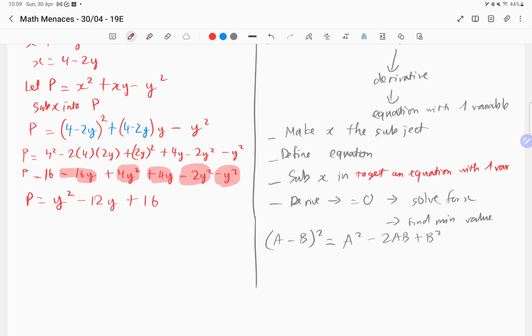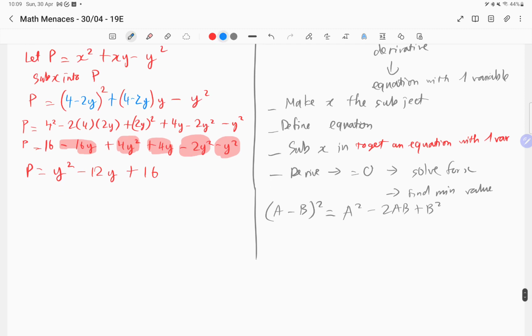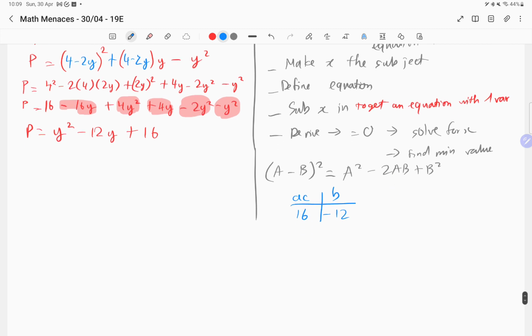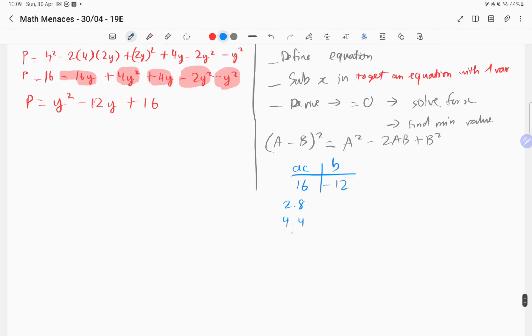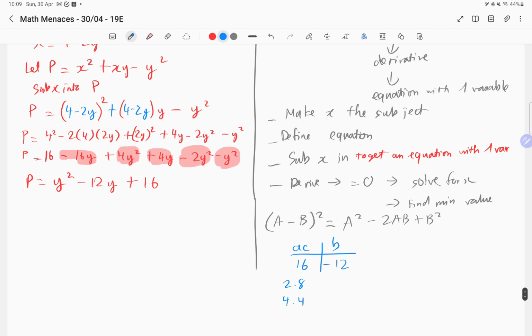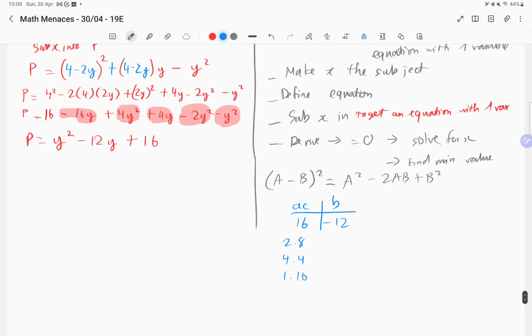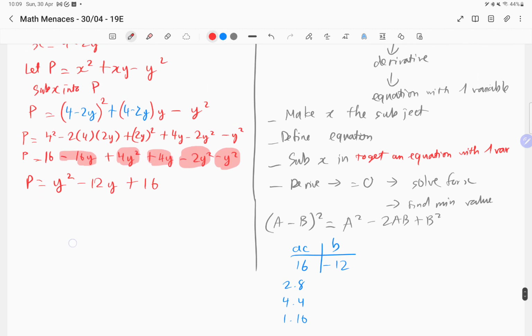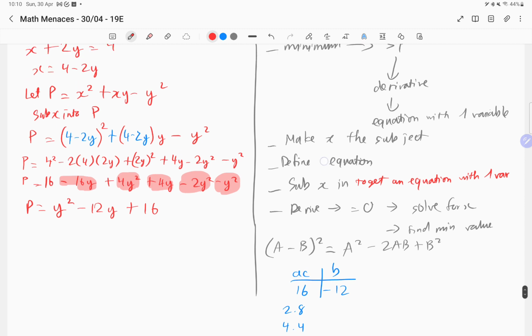And so then would you factorize? Yes, you would factorize them. So let's see if we can factorize this. So ACB table on the draft paper again, times to 16, add to negative 12. Okay, let's see. 16, let's try a few. 2 times 8, not quite right. 4 times 4, not quite right. You may not be able to factorize this, now that I'm looking at this. And then 1 times 16. None of this will add up to negative 12. Okay, that's alright.